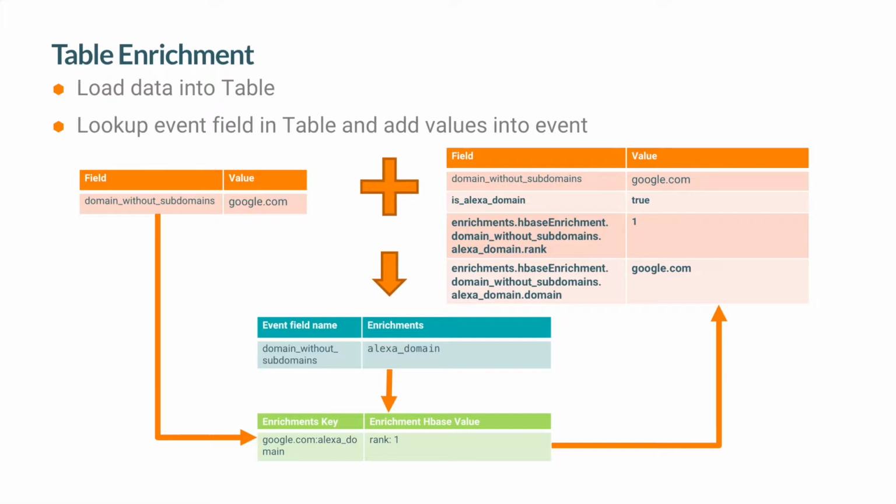For example, the is Alexa domain field will indicate whether or not this domain is actually on the Alexa 10K, and then we might want to do different things with it depending on whether or not it's a commonly known domain or not. So let's see how this looks in a demo.